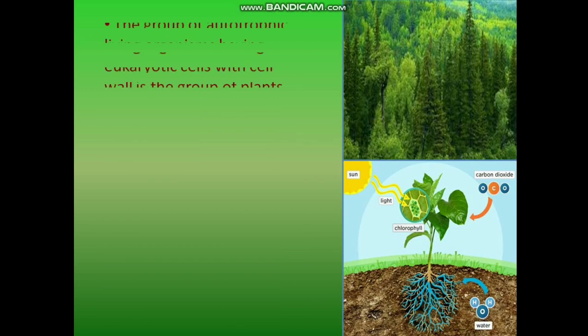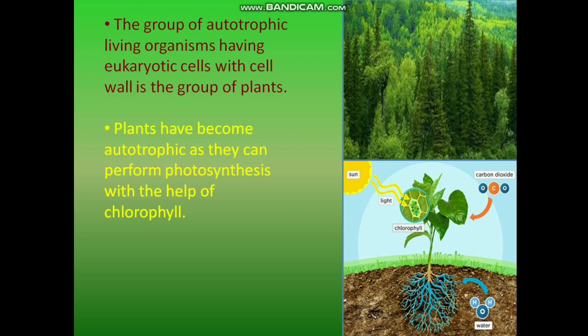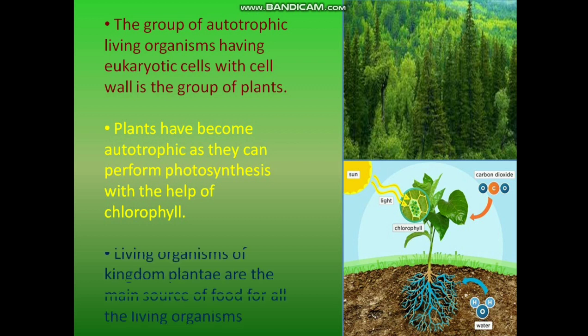What are plants? The group of autotrophic living organisms having eukaryotic cells with cell wall is the group of plants. Plants are considered to be autotrophic organisms as they can perform photosynthesis with the help of chlorophyll present in them. Living organisms of kingdom Plantae are the main source of food for all the living organisms.